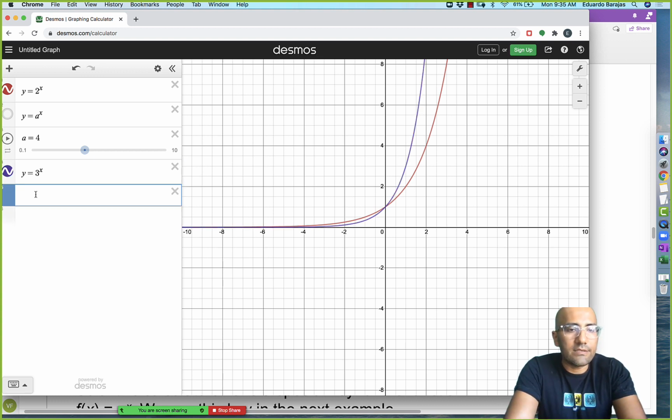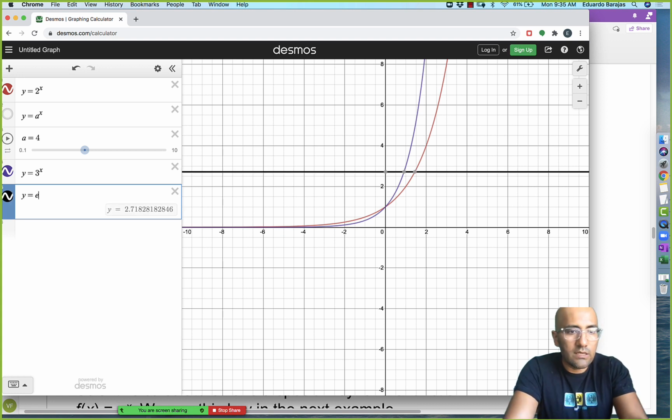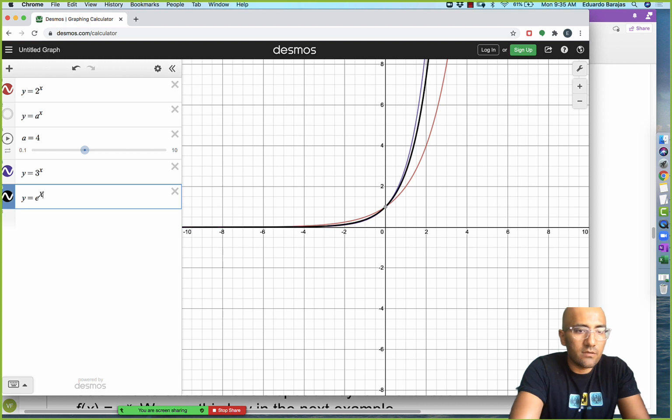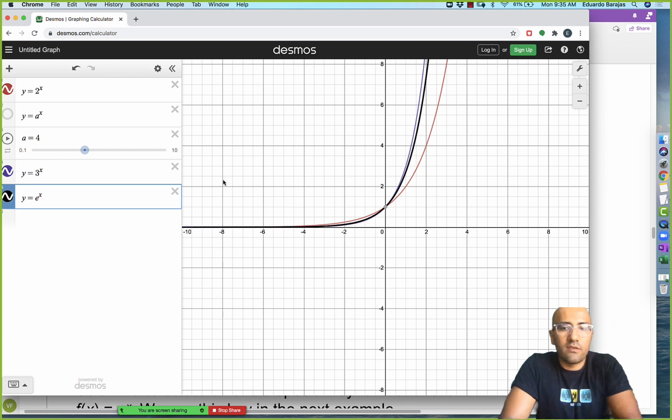Because e is somewhere between 2 and 3, it's equals to e to the power of x. So this black one right here is the one we want, right? The red one is 2 to the x power. The purple one is 3 to the x power. And as you can see, the black one on here would be e to the x power. It has the same shape. And if we want to create a table, we can find all those same values that way.